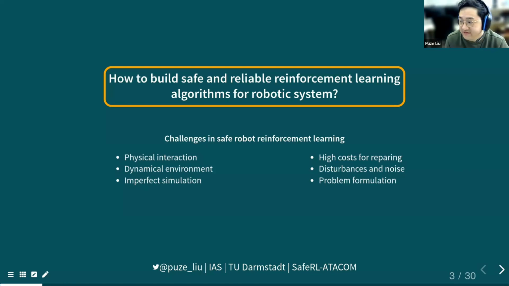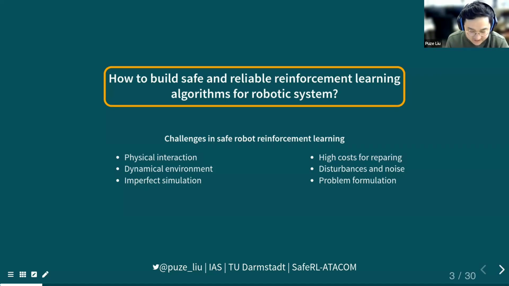There are several challenges that I consider important for safe robot reinforcement learning. First of all, you need physical interactions with a real robot, so you cannot really afford heavy damage, and there is a high cost for repairing the robot. You are also handling a dynamic environment, where it is hard to enumerate all of the circumstances in simulation. You also have to deal with the disturbances and noise that come from the real world.